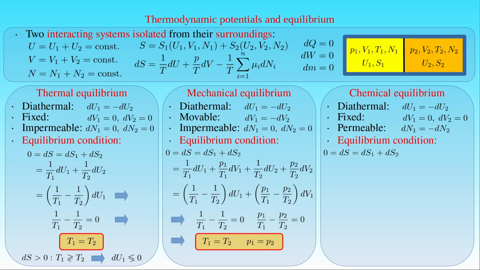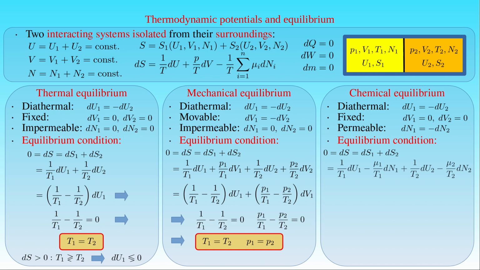We can start again with the vanishing differential of the entropy S of the system as the general criterion of its thermodynamic equilibrium, which is equal to the sum of the differentials of the entropies S1 and S2 of the subsystems. By applying the fundamental equation, we can write this sum as 1 over the temperature T1 times the differential of the internal energy U1, minus the chemical potential mu1 over the temperature T1 times the differential of the number of particles N1, plus 1 over the temperature T2 times the differential of the internal energy U2, minus the chemical potential mu2 over the temperature T2 times the differential of the number of particles N2.